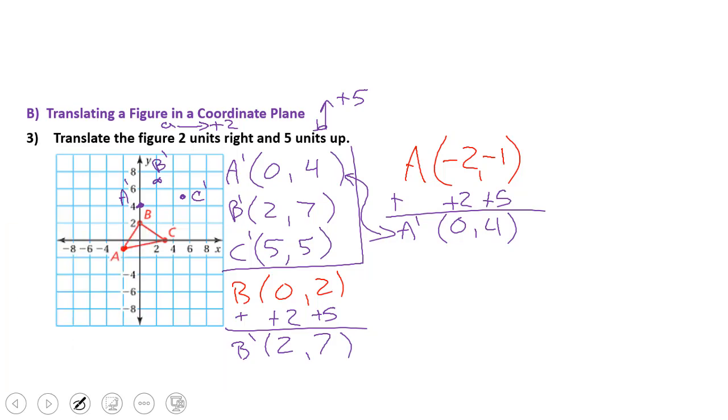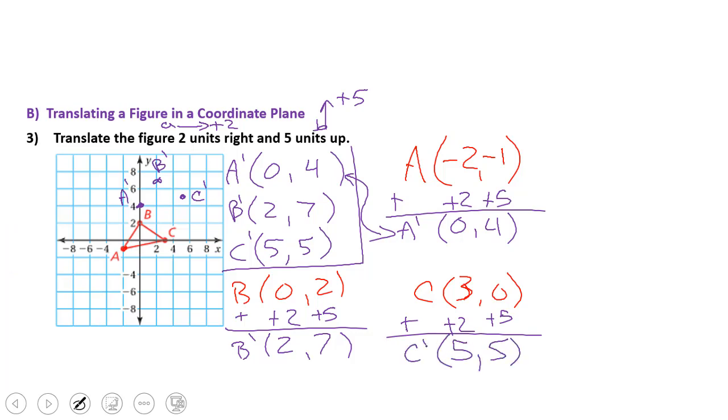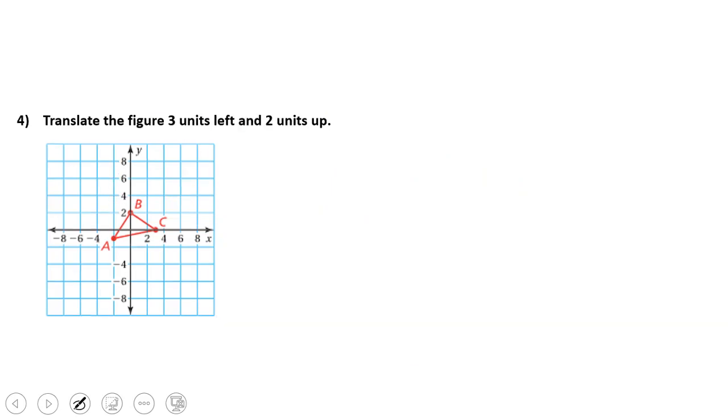And one more time, just to make it proof, C is located at 3, 0. Oops, that 3 is not good. I gotta make sure I autograph it with excellence. And then, of course, I'm going to add 2 to the x, and I'm adding 5 to the y. So doing it mathematically, 3 plus 2 is 5, and 0 plus 5 is 5. And so C prime is at 5, 5. Now you want to pause, write it all down, then go on to the next example.